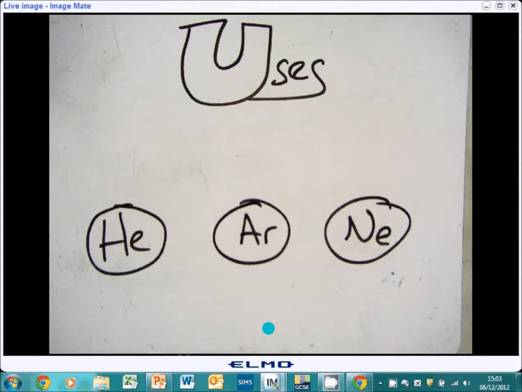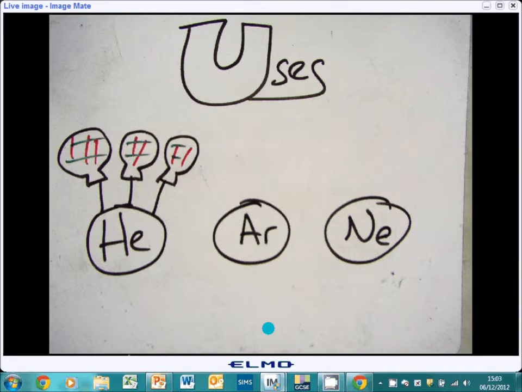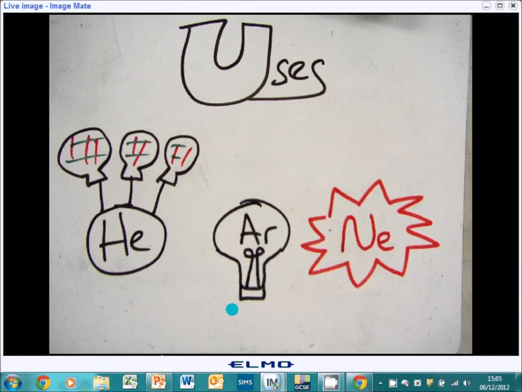You'll be expected to know the uses for these 3 different elements. Helium is used in balloons because it's less dense than air. Argon is used in light bulbs. The reason for this is because it's unreactive. It doesn't let the filament overheat and burn away.